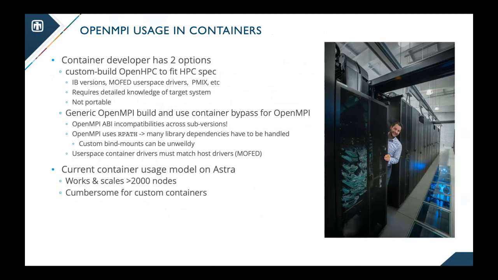You can take the container bypass model. You could also custom build your OpenMPI, maybe borrowed from OpenHPC, to fit your specific HPC needs, right? Whether that's getting an IB version correct or building UCX or PMIx directly in your container. This requires detailed knowledge of your targeted system and is in no way going to be portable, but it can actually scale to 2000-plus nodes that we've seen, for instance, on Astra. But this can be rather cumbersome for our custom containers.